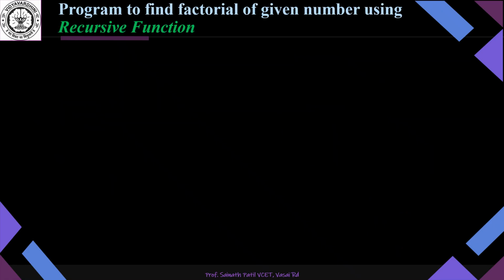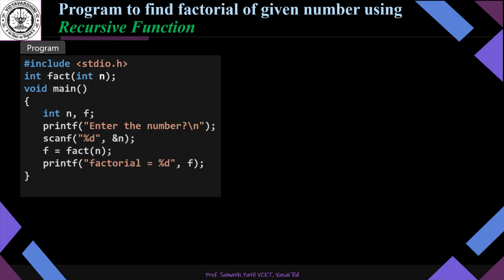Let's write a program to find the factorial of a given number using a recursive function. Here is the main part of the program. Before void main, this line is the function prototype: the return data type is int, fact is the name of the function, and in the parameter we are passing int n. In void main, we declare two variables, n and f, and the printf and scanf lines are used to accept the number whose factorial is to be found.